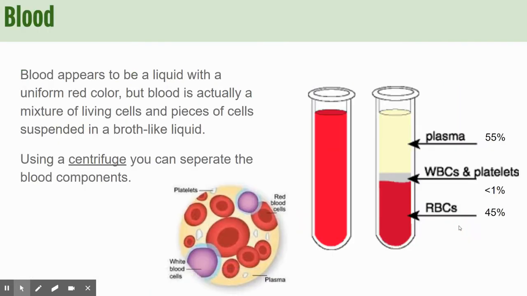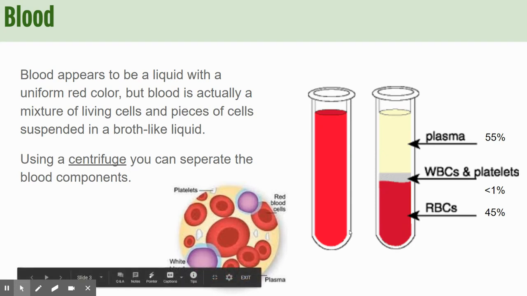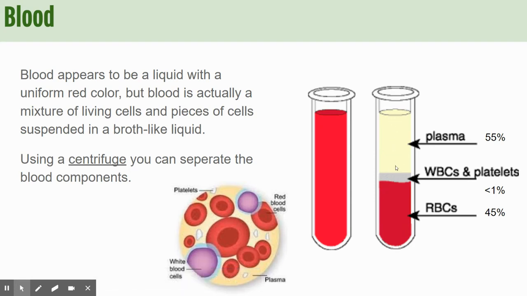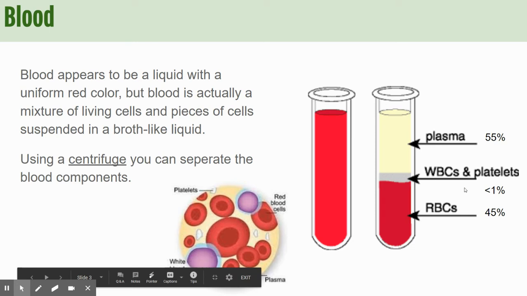So blood looks like a liquid that's all uniform red color, but it's actually a mixture of living cells, pieces of cells, and a whole bunch of other compounds in there. If you took a centrifuge, which spins the blood really fast, so that all the heavy particles fall down to the bottom, you actually can separate your blood into plasma, the white blood cells and platelets, and then red blood cells. So red blood cells are just under half of what makes up blood.